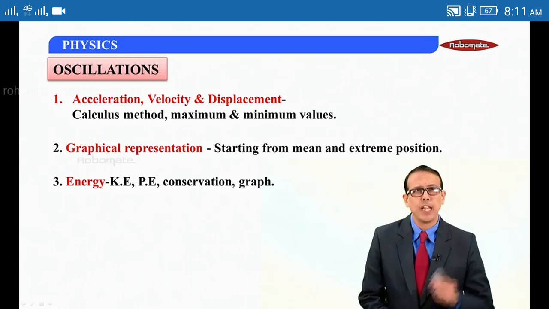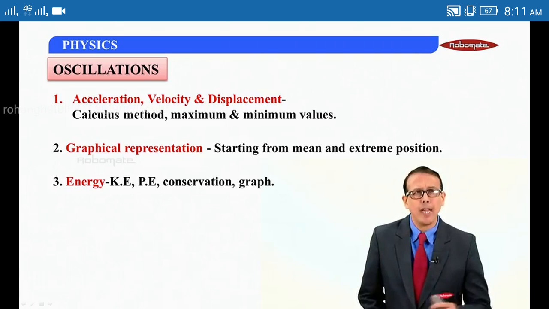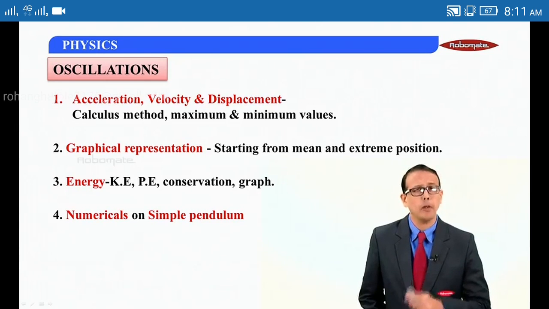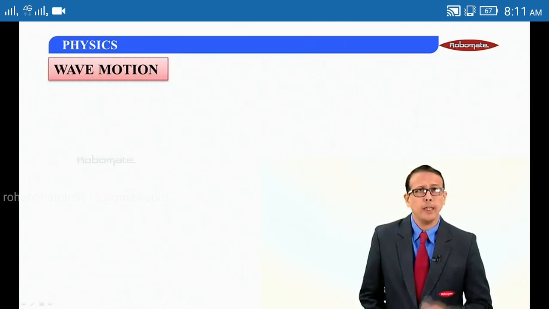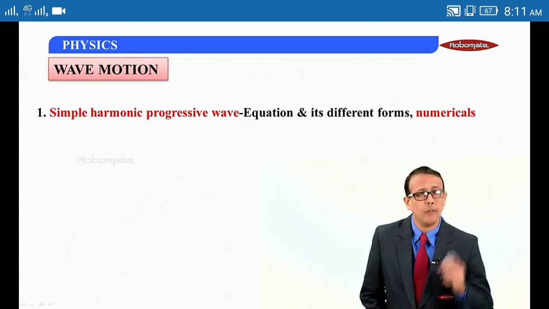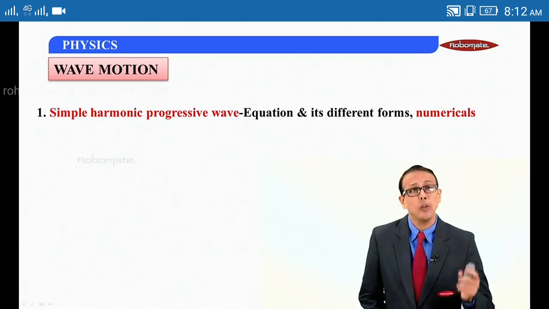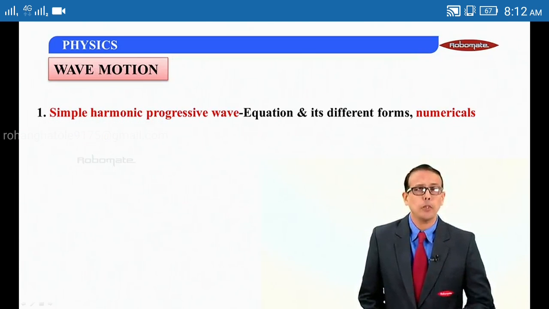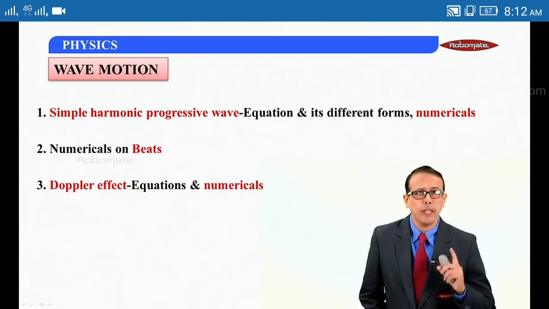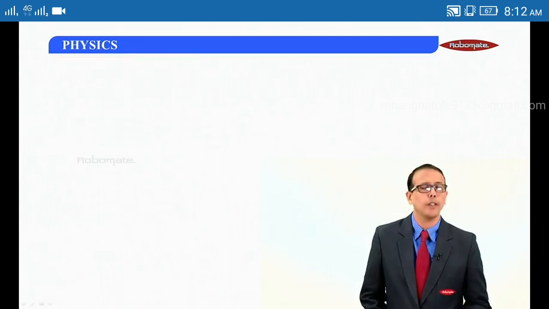The next question, students, is the expression for kinetic, potential and total energy, its conservation and its graphical representation. Also, numericals on the simple pendulum are important in this chapter. If I move ahead to wave motion, the first important question is the expression for the equation of a simple harmonic progressive wave and its different forms, and numericals based on the different forms of a simple harmonic progressive wave. Also, numericals on beats are very important, and the Doppler effect, different equations and numericals on the Doppler effect.